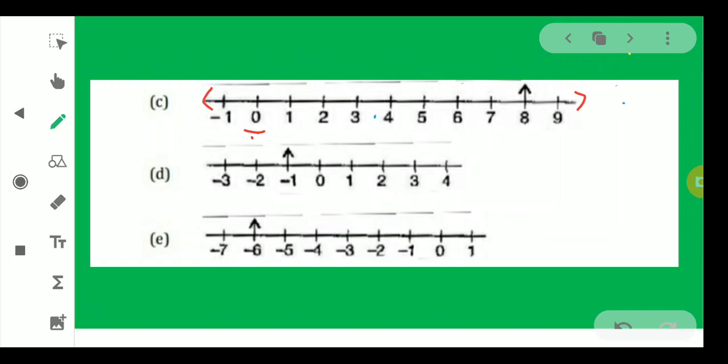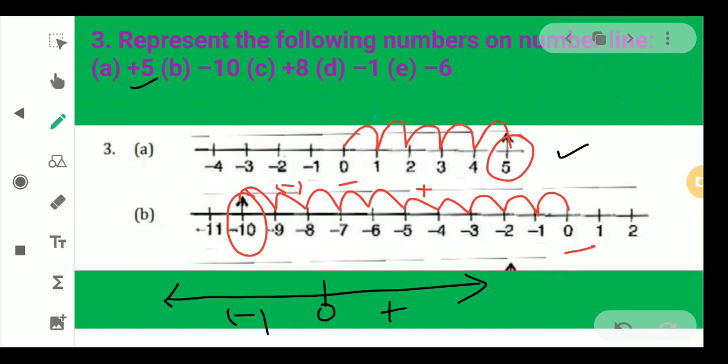Now we have to move 8. So 1, 2, 3, 4, 5, 6, 7, 8. So this is the representation of +8 on the number line. Means by the help of the sign we will decide whether it will be on the right of 0 or left of 0. The next is -1.